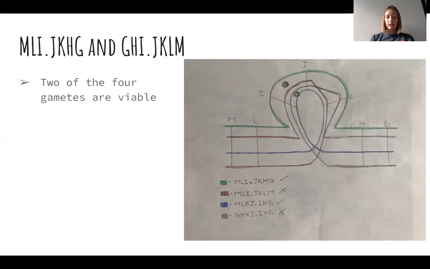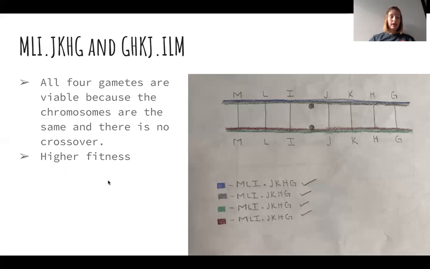And you can see the brown color and the gray color are not viable because they do not have all the loci present. There's no duplications and they do have a centromere, but because they don't have all the loci, they're not viable. And then for individual 2, we have MLI, centromere JKHG, and GHKJ, centromere ILM.